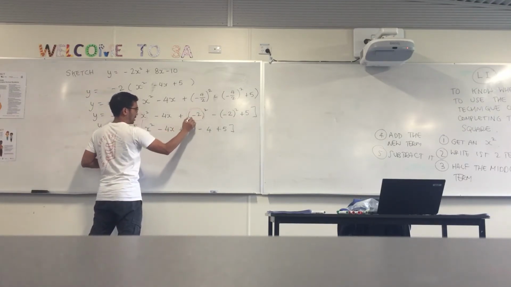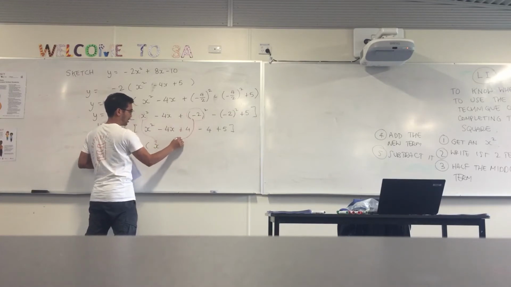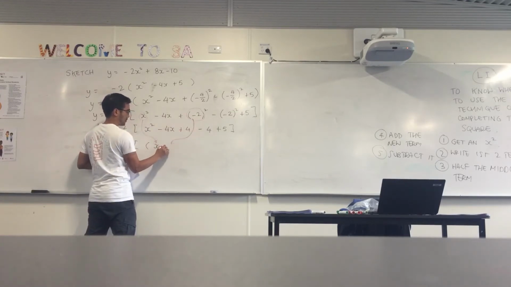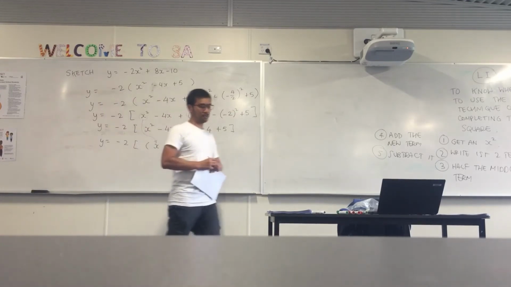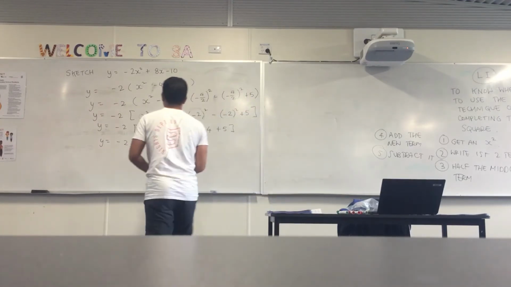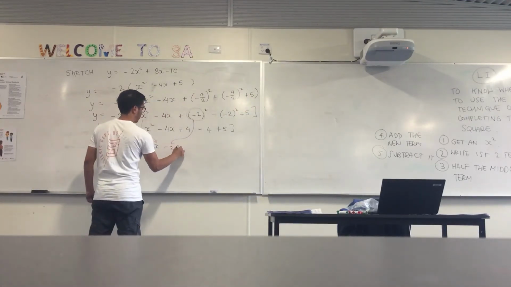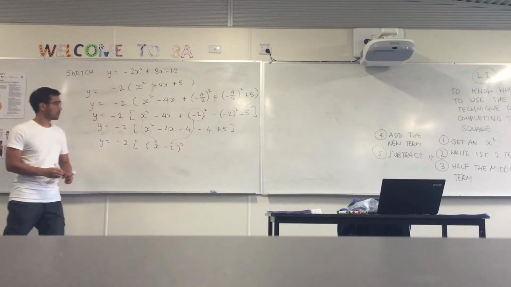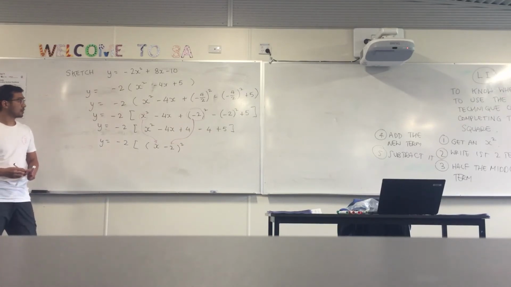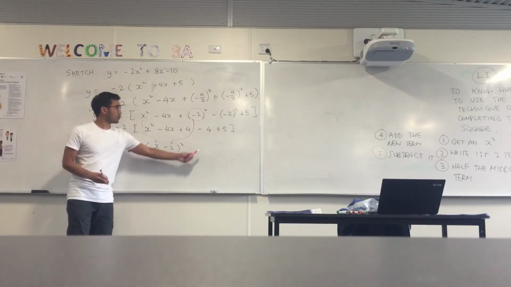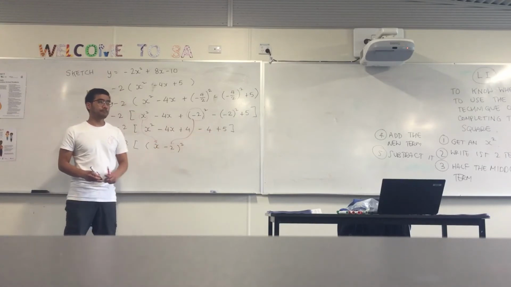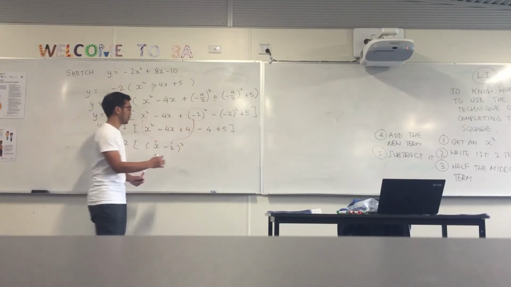This negative 2 will just simply come down here, and you write it as a negative 2 squared. Then here, what's minus 4 plus 5? 1. It's a 1.